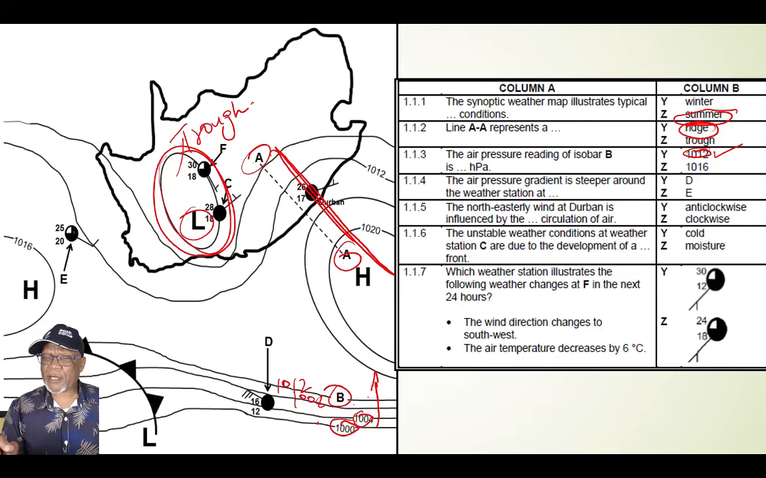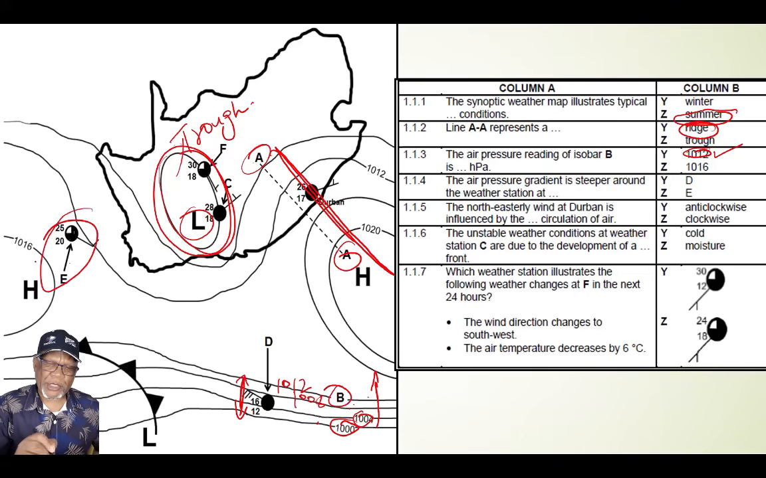Then the air pressure gradient is steeper around the weather station at D or at E. Let's look at the weather station at D. Look at the isobars there. Remember, it becomes steeper when the isobars are closer to each other, and it becomes gentle when the isobars are far from each other. Now let's look at E. This is our weather station at E. Let's look at the distance between the isobars here. The distance between the isobars here are far from each other, but the distance between isobars here is that they are close to each other.